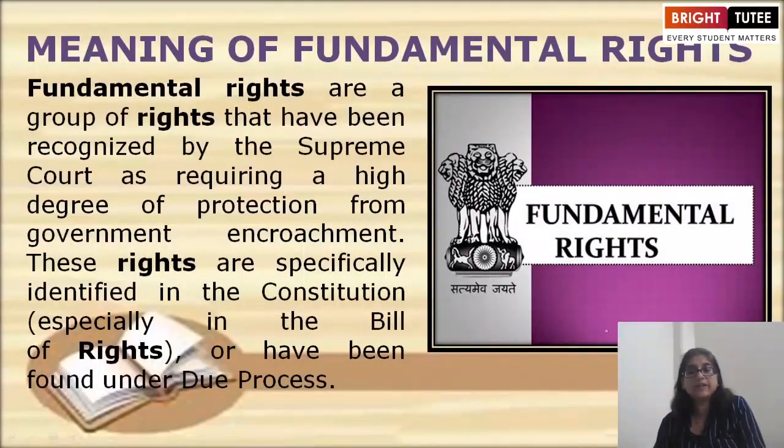These rights are specifically identified in the Constitution, especially in the Bill of Rights, or have been found under due process. Now, all people, irrespective of race, religion, caste, or sex, have been given the right to move to the Supreme Court or the High Courts for the enforcement of their fundamental rights. It is not necessary that the aggrieved party do so; poverty-stricken people may not have the means to do so, and in the public interest, anyone can commence litigation in the court on their behalf.